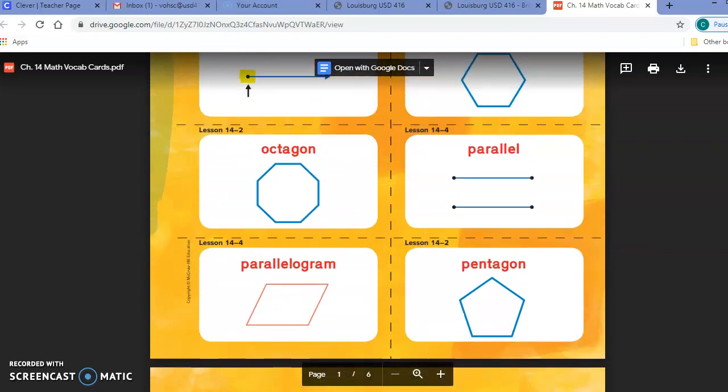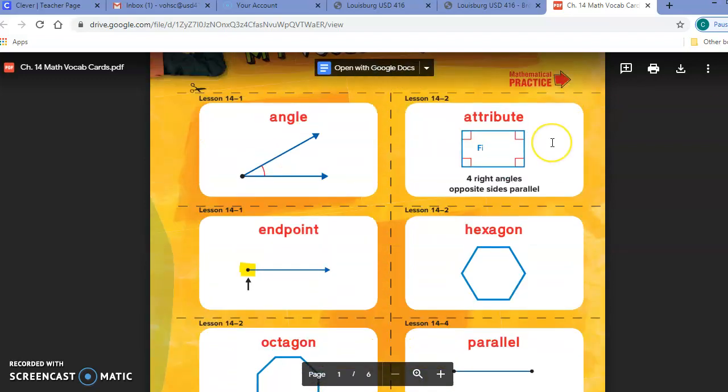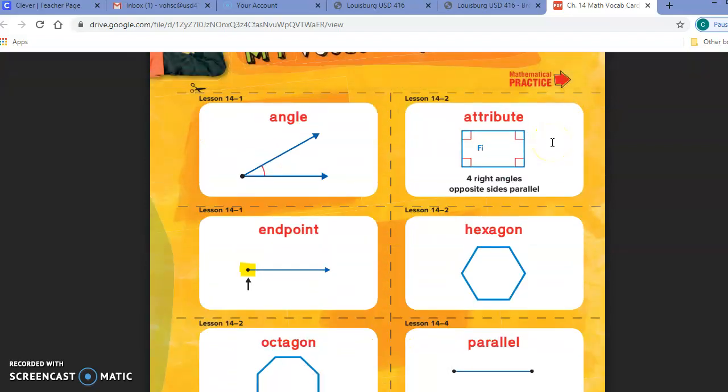I think it was up here. Right here, this is the card, the attributes. Attributes are just those characteristics or what describes the shape. So like this attribute's talking about how it has 4 right angles or 4 squared angles, and then how the opposite sides run parallel. So those attributes just describe it.